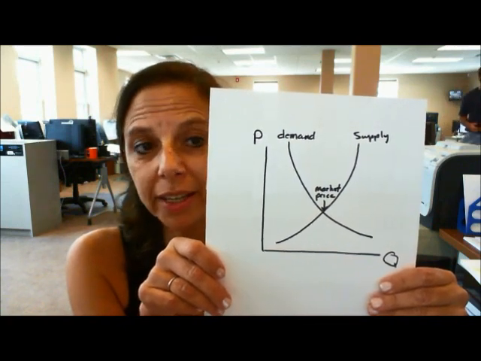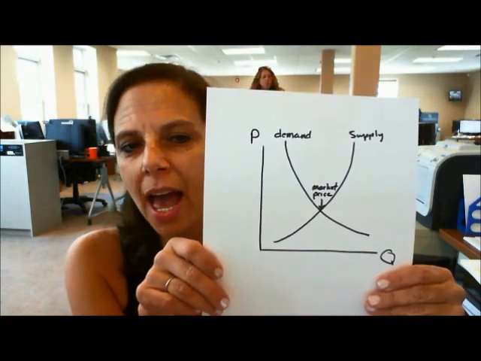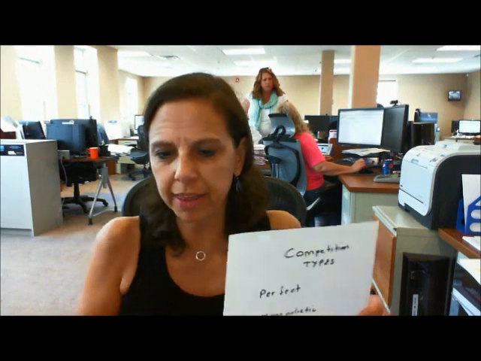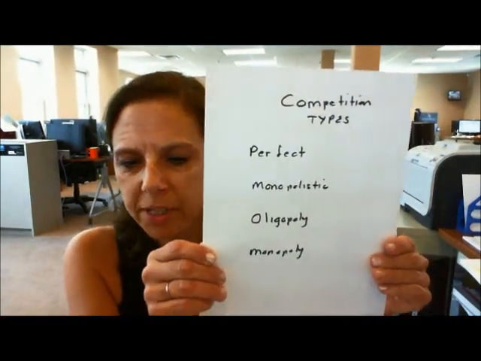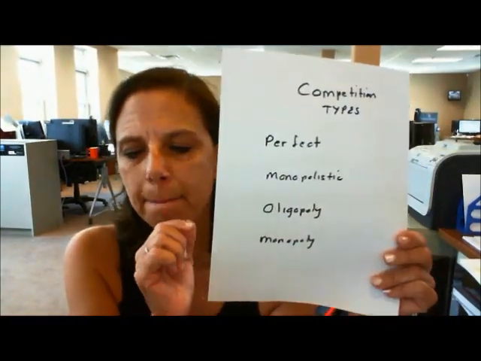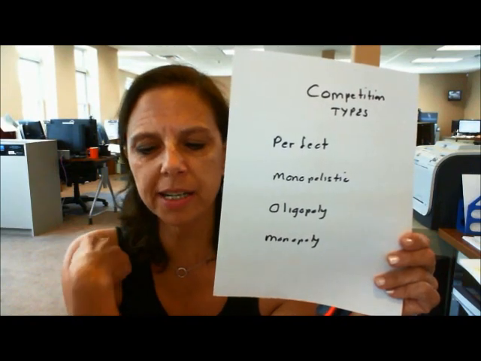Where they meet is called the equilibrium point, and that gives you the ideal price. What are the different types of competition? And is a monopoly ever a good thing? Well, perfect competition is, just think many sellers and a price set by supply and demand.